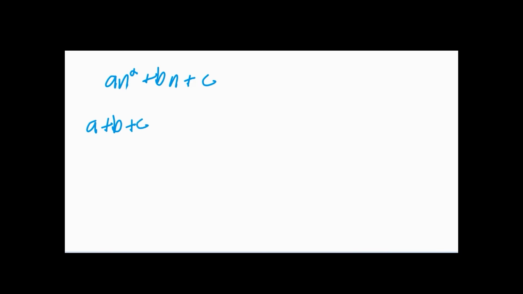So that's the first term of the sequence. The second term is when I plug in 2 for n. So if I plug in 2 for n, it'll be A times 2 squared. That'll be 4A. It'll be B times 2. That'll be 2B. And then plus C.